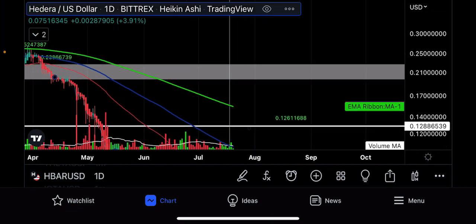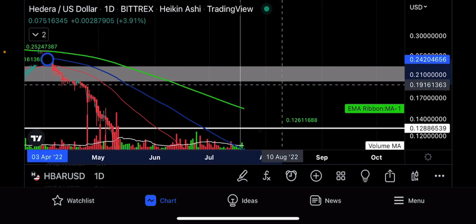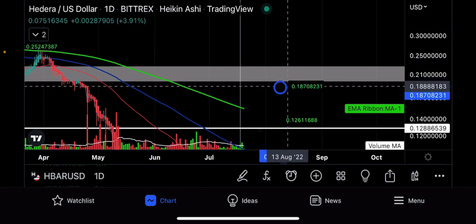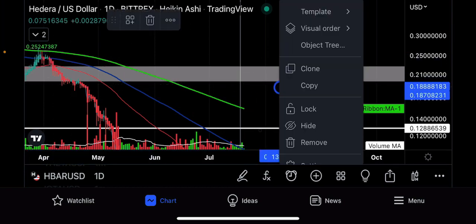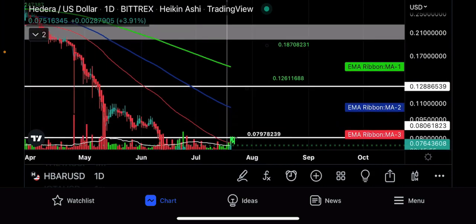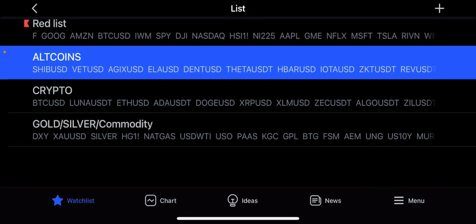And then if somehow you got a huge Matic-type pump, you would come all the way up here to the 200 day, or the bottom part of this white support box, at about 18 3/4 to 19 cents. So that's what it's looking like in HBAR.